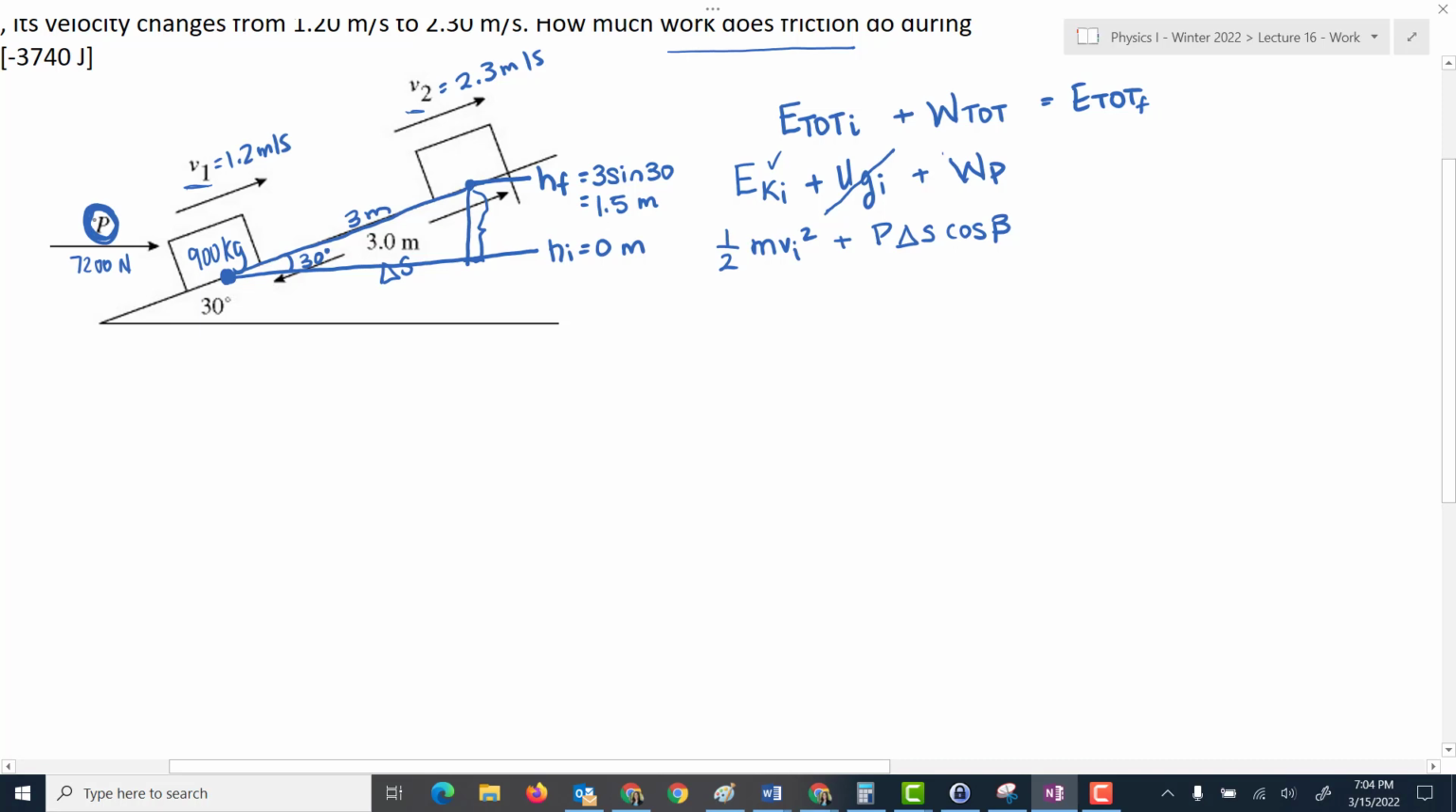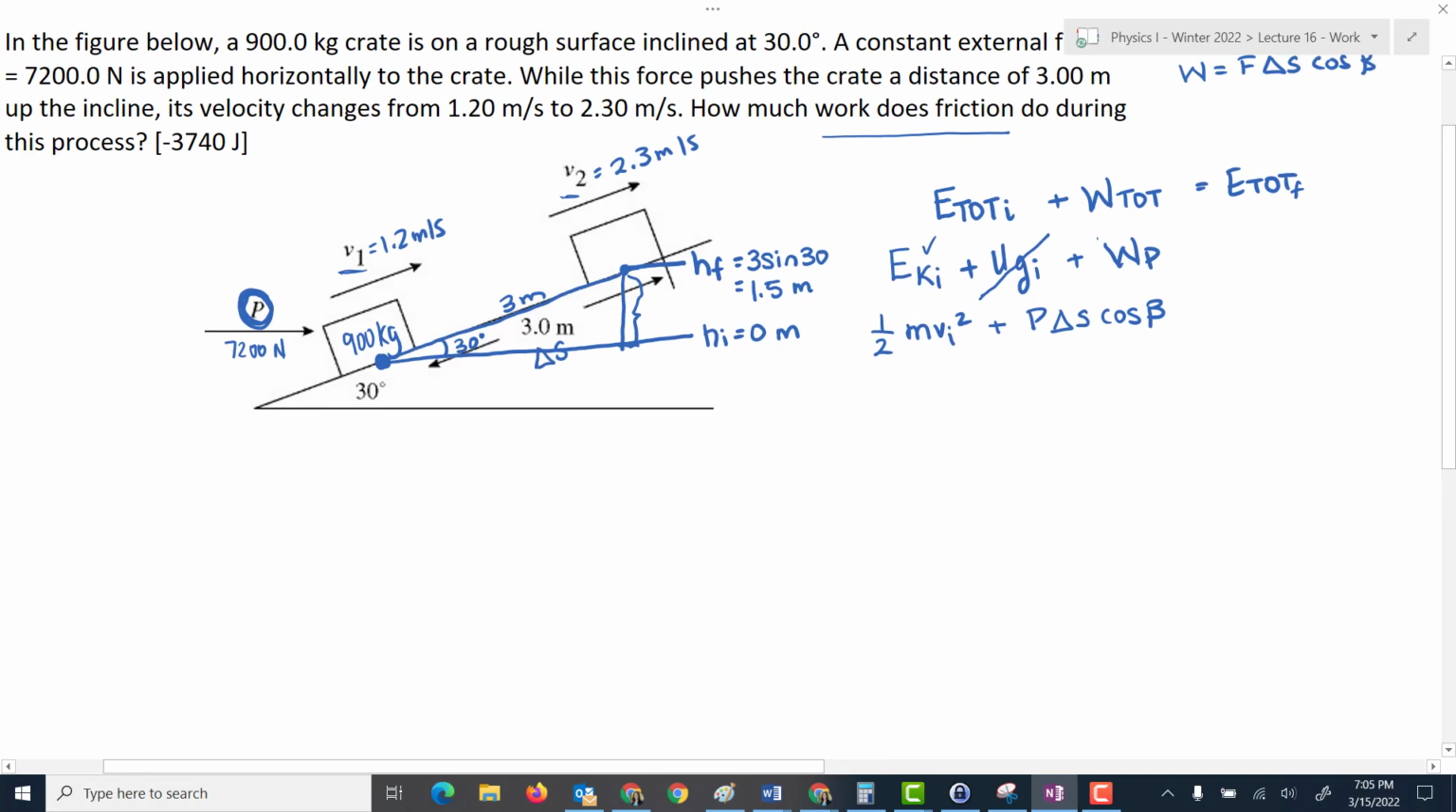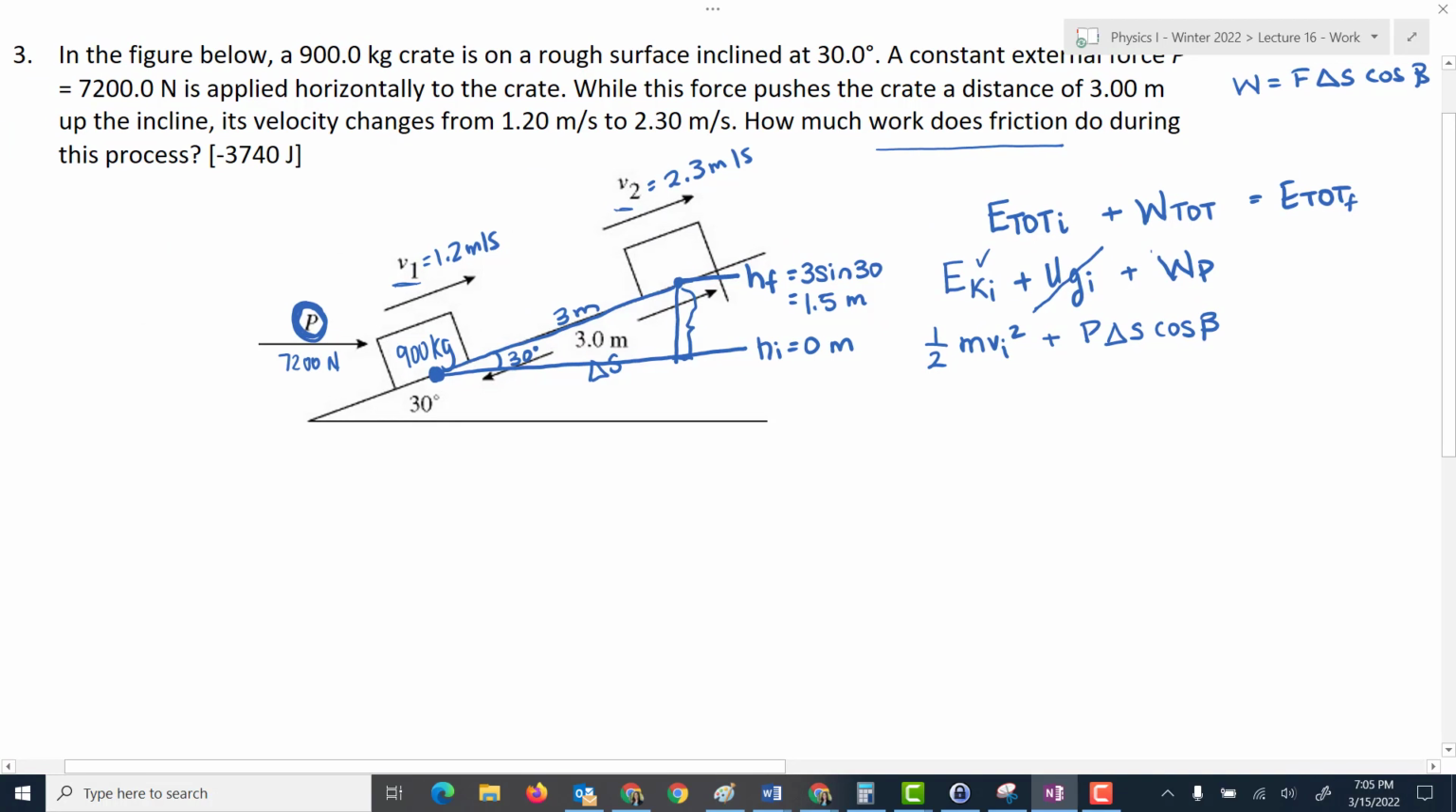So we have this force P acting on the system, or on this block here, the crate. And now there's also friction because the question mentions friction in it. The object is moving up the ramp, so friction would be going in the opposite direction. It would be coming down the ramp. So this is the force of kinetic friction, and we're looking to find the work done by that.